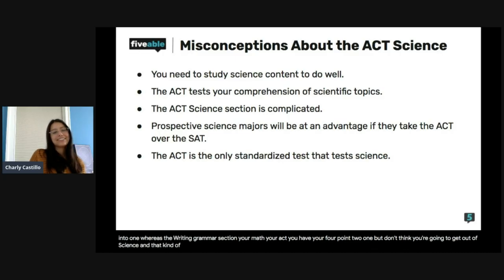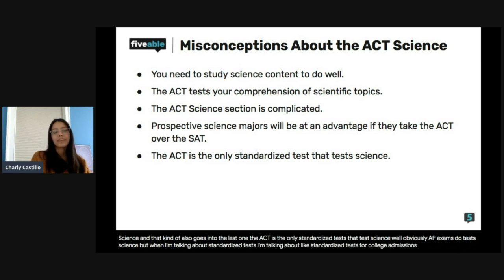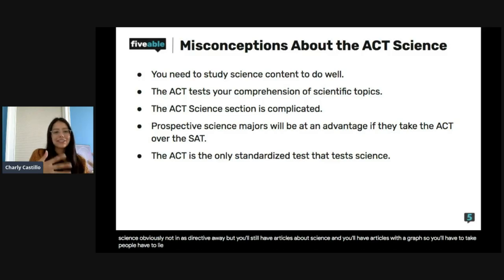And that kind of also goes into the last one. The ACT is the only standardized test that tests science. Well, obviously, AP exams do test science. But when I'm talking about standardized tests, I'm talking about standardized tests for college admissions. The SAT also tests science, obviously not in as direct of a way, but you'll still have articles about science, and you'll have articles with a graph. So you'll have to test your knowledge of science in one way or another. It's just 2 different ways of doing it.